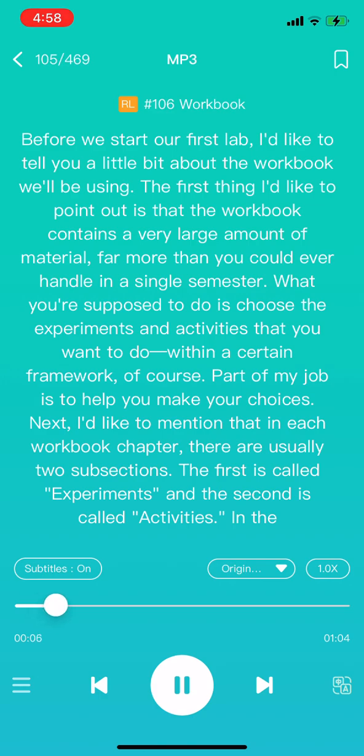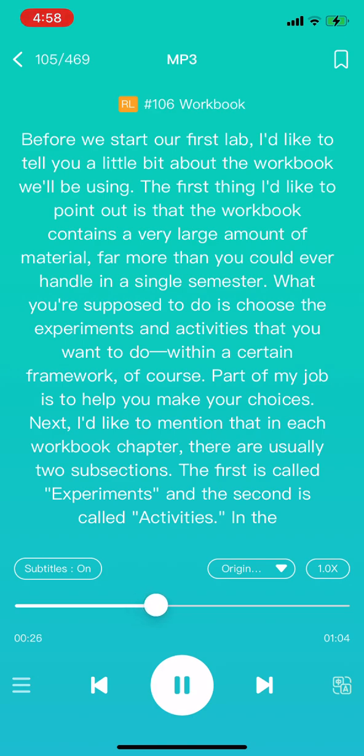using. The first thing I'd like to point out is that the workbook contains a very large amount of material, far more than you could ever handle in a single semester. What you're supposed to do is choose the experiments and activities that you want to do, within a certain framework, of course. Part of my job is to help you make your choices.